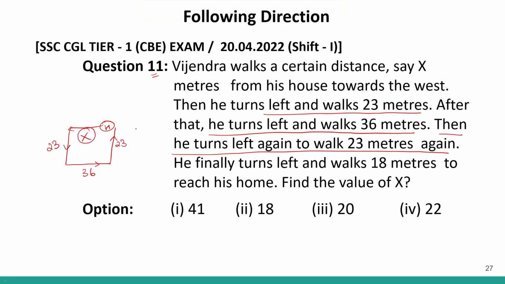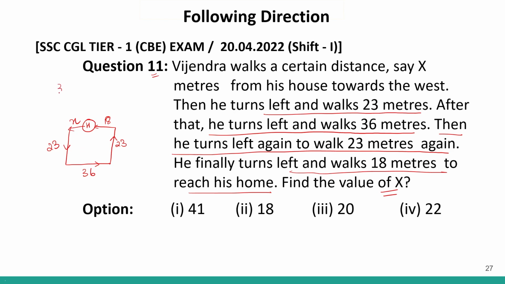So this distance x is not known to us. Finally, he turns left and walks 18 meters to reach his home. So let's say the home was here. This distance is x and he has to go back 18 meters to reach the home, correct? We have to find the value of x. Now, let me repeat. The distance was not known to us when he started towards the west. Then he walked 23 meters, then 36 meters, and then again 23 meters. From here, he took a left turn and walked 18 meters to reach the home. So, this will be 18. We have to find the value of x.